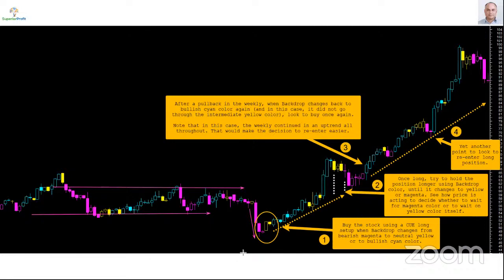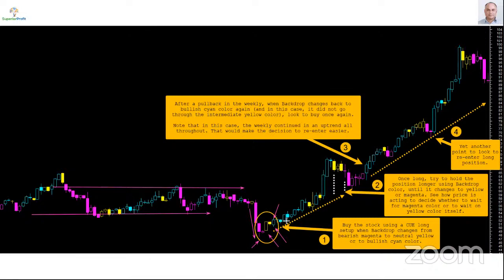So suppose we have a well-known stock, let's say Starbucks. Let's say Starbucks sometime in the past. We know it's a well-known stock. We want to buy it. This actually is a Starbucks chart. We want to buy it. So it came down. Then we would observe the backdrop color change from magenta to yellow to cyan. The moment it turns cyan and we are ready to buy a good stock like Starbucks, let's say, then from this point onwards, we look to buy using daily interval, using the Q trade setups.